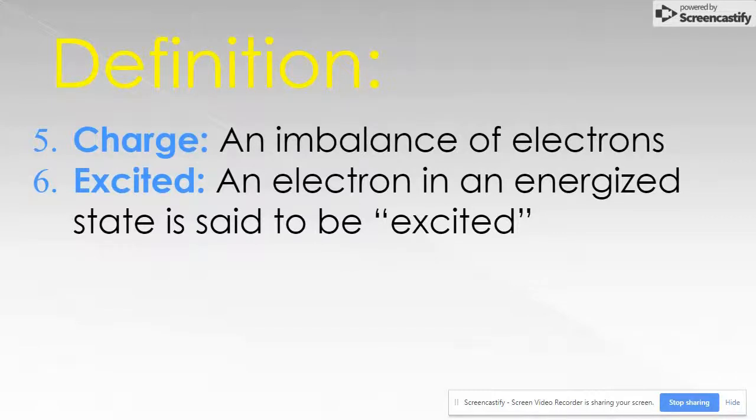If an electron jumps to an energized state, we call this an excited electron. This can happen when energy from an outside source is used to excite the electrons and get them moving.